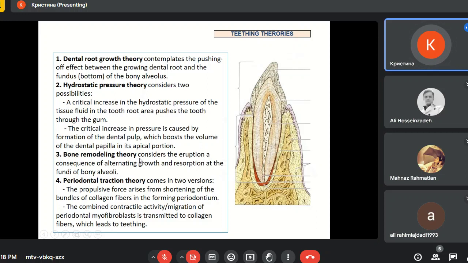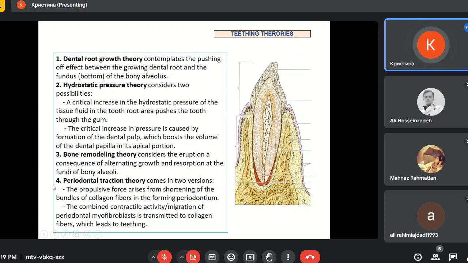Third theory is the bone remodeling theory. It's about the consequence of alternating growth and resorption of the bottom of the alveolus. So this theory describes the cause of tooth eruption as the growing bottom of the alveolus. So the bone tissue grows and it pushes the tooth away.